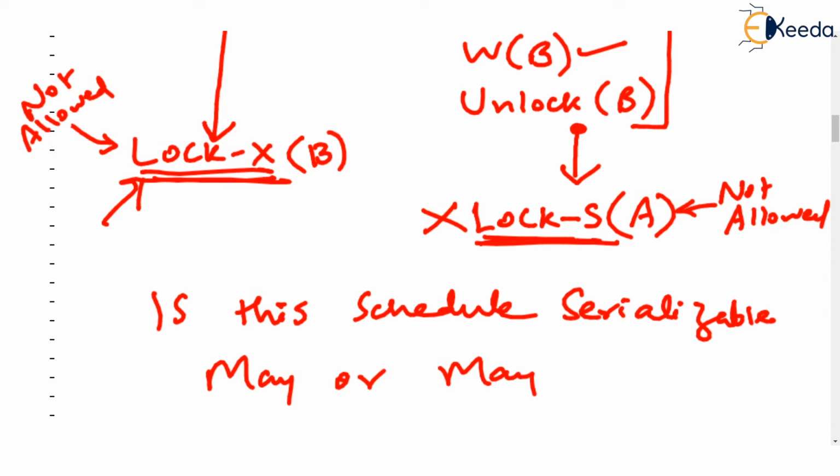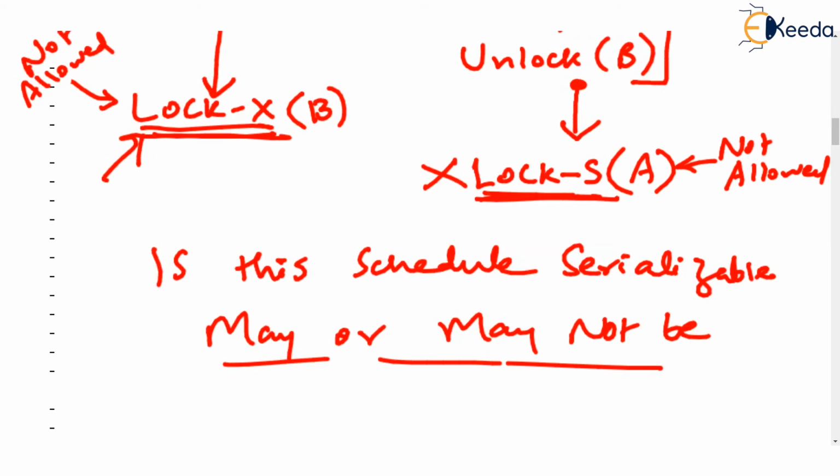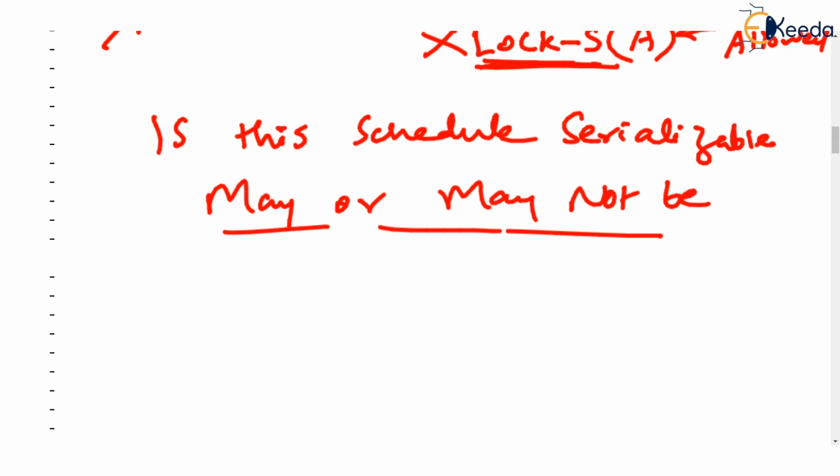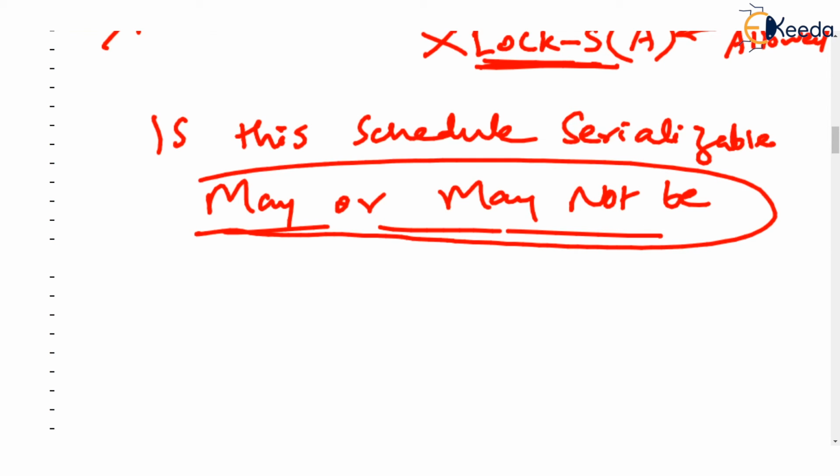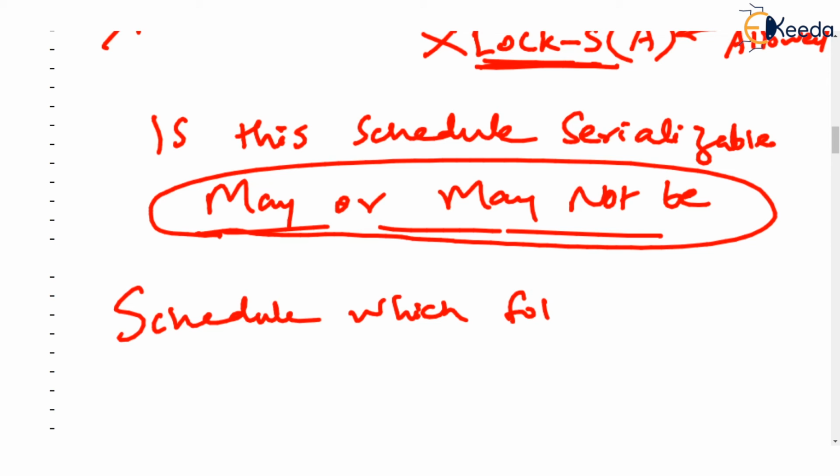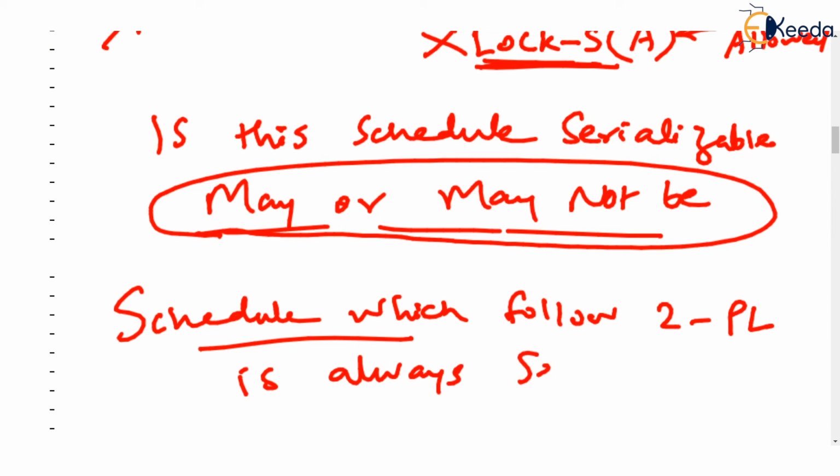We will have to check whether it is equivalent to one of the serial schedules, just as we saw in the serializability chapter. Correct? But the point is that for a schedule which does not follow the two-phase locking protocol, we don't know anything about it. It may or may not be serializable, but a schedule which follows 2PL is always serializable.